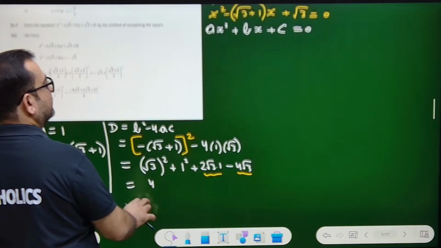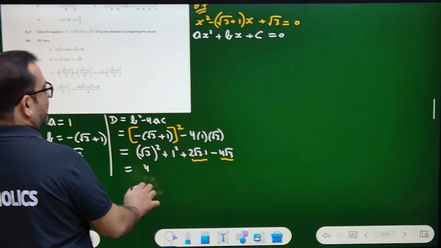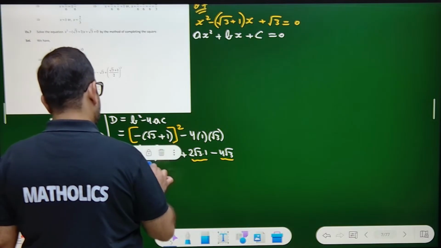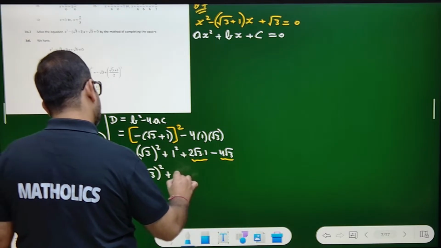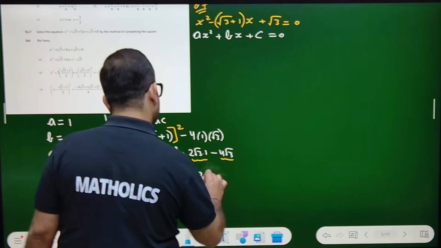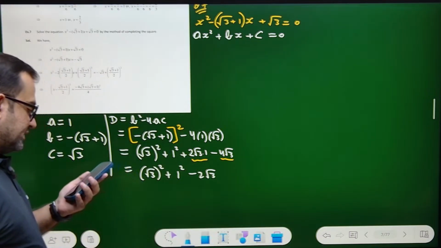Do one thing. Now some good concepts arrive, okay. See, I'll write under root 3 whole square as it is, 1 square as it is. I'll write it as minus 2 under root 3. Now just see the magic.